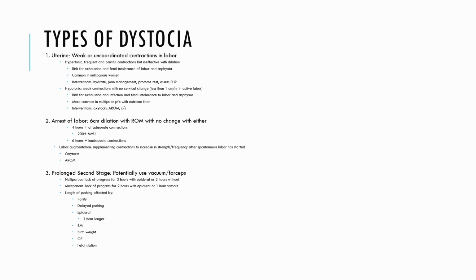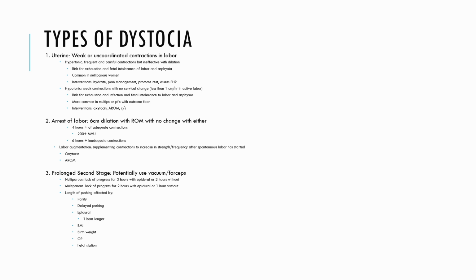This is weak or uncoordinated contractions that occur in labor. This can either be due to hypertonic, meaning too strong of contractions, or due to hypotonic, too weak. So if a patient has hypertonic contractions, they're frequent and painful, but they're ineffective with her dilation. There is a risk for exhaustion from the mom, also exhaustion for the uterus. And this can also lead to fetal intolerance because every time we have a contraction, we're cutting off that blood supply and oxygenation to our baby. It can also lead to asphyxia issues. This is common in first-time moms.